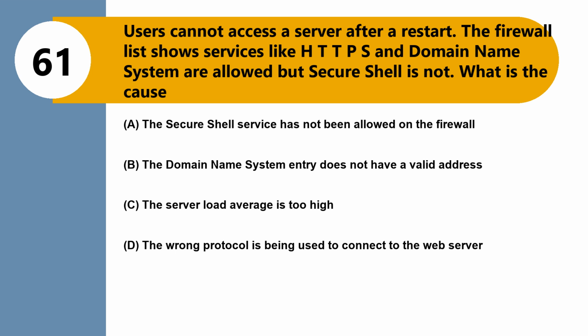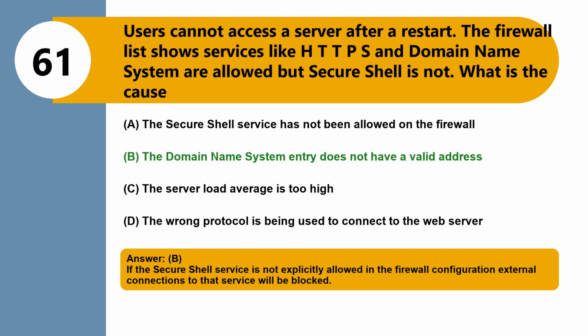The firewall list shows services like HTTPS and domain name system are allowed but secure shell is not. What is the cause? Option A. The secure shell service has not been allowed on the firewall. Option B. The domain name system entry does not have a valid address. Option C. The server load average is too high. Option D. The wrong protocol is being used to connect to the web server. The correct answer is option B. The domain name system entry does not have a valid address.